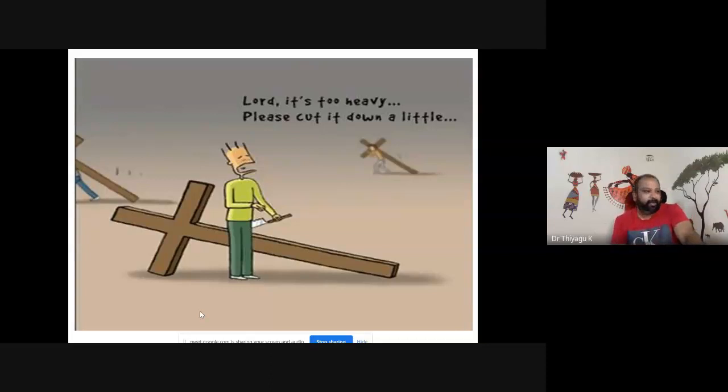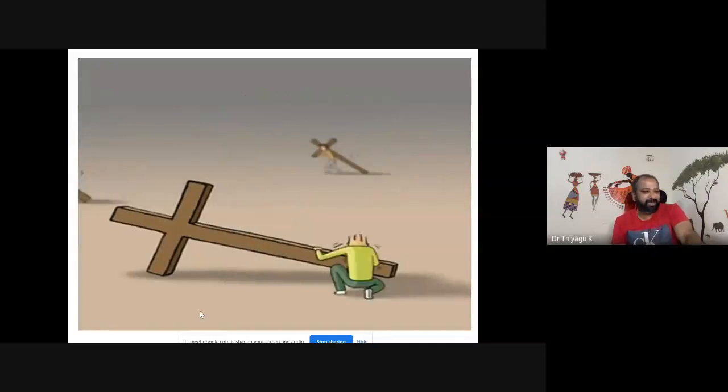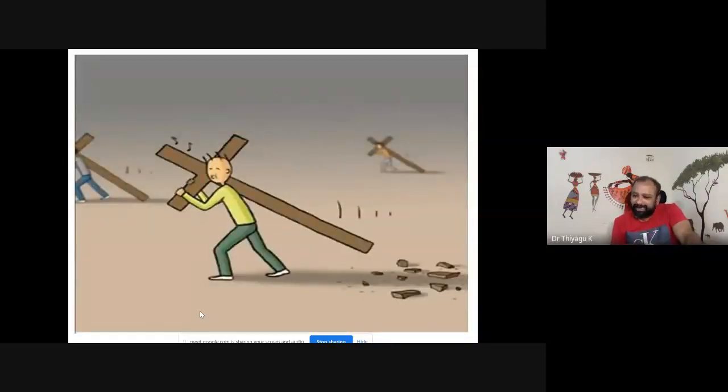He thinks, Lord, it's too heavy, please cut it down a little. Suppose you feel that out of these five or four papers, statistics is difficult. Therefore, I'm going to cut the statistics unit. Like that, if you plan and cut things, sometimes it may help you. So you may get less weight.